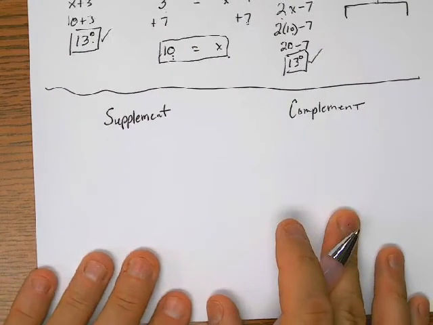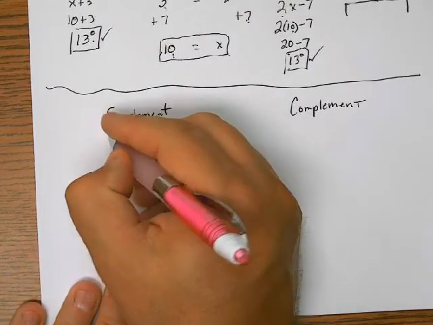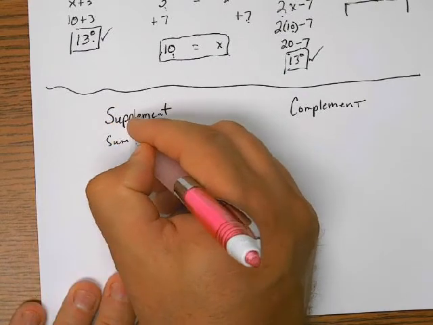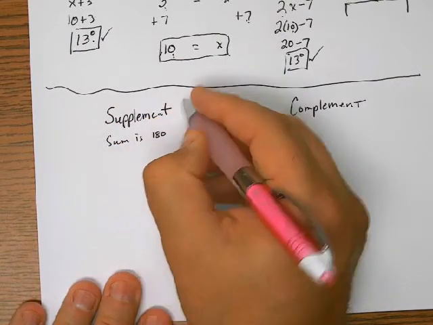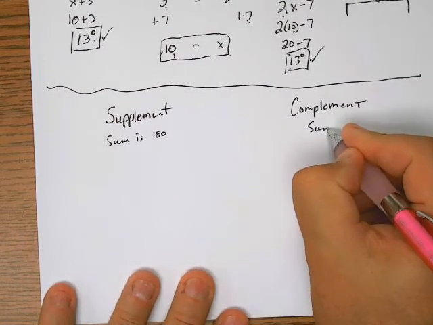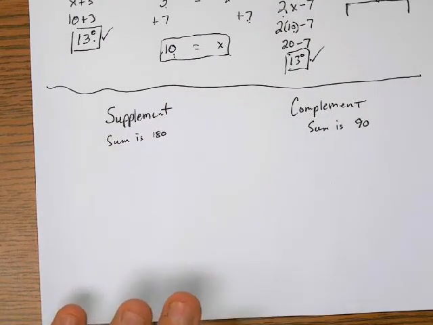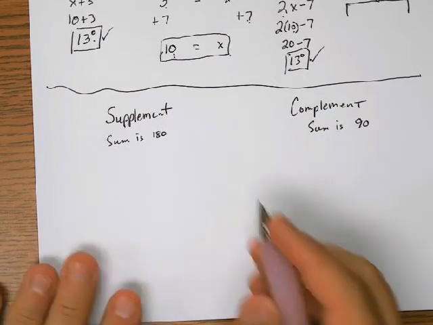All right, so we understand the idea of supplementary. Two angles which are supplementary, their sum is 180. When they're complementary, their sum is 90. I don't think we've talked about that yet. This is a new term for us. Complement, supplement. The two angles are supplementary, sum is 180. When they're complementary, sum is 90.